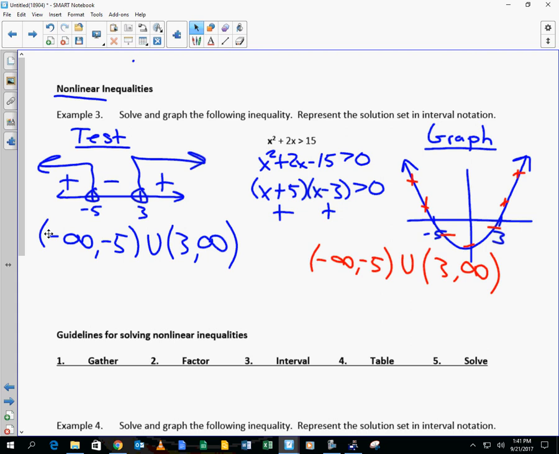You could choose to test points or to graph. When it comes to quadratics, I think it's easy to graph. But when we get to tomorrow, you'll want to test points. William, you look like you have a question.